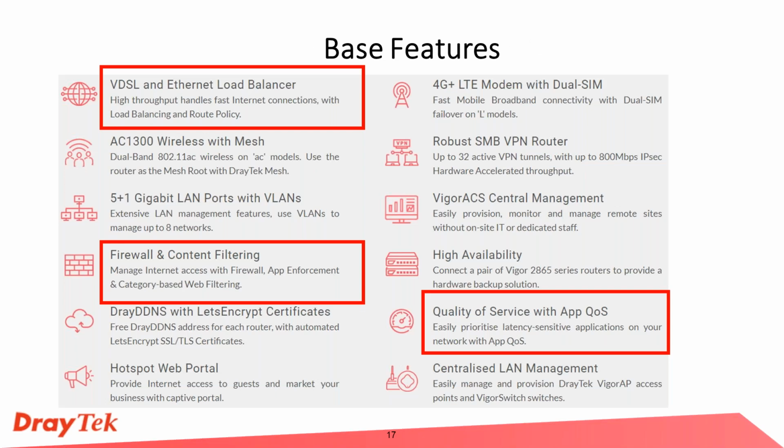Let's look at some of the other baseline features. I've highlighted the Ethernet load balancing here. This is one of the key features that DrayTek have. If you've got WAN 1, WAN 2, WAN 3, WAN 4, you can load balance traffic across all of those. And we'll talk a little bit more about load balancing and how traffic can be routed to different WAN ports as well.